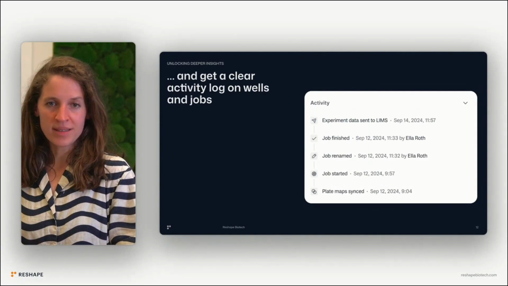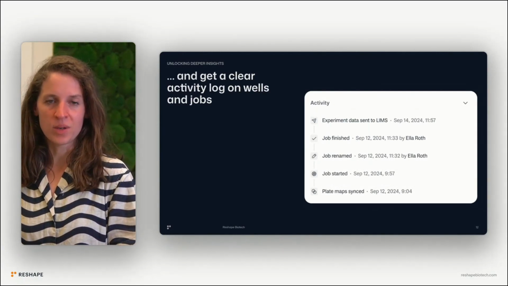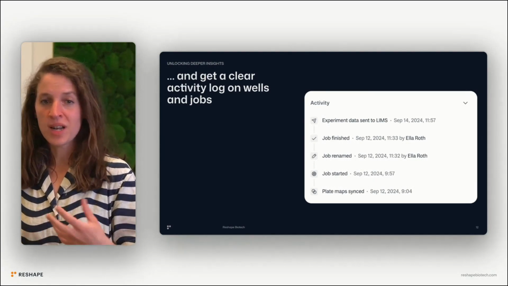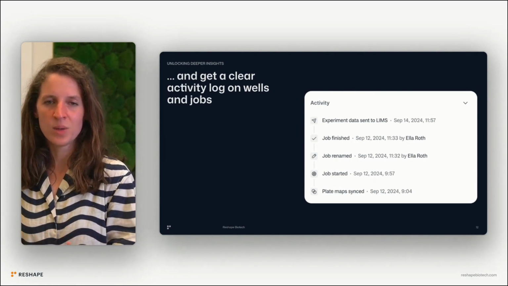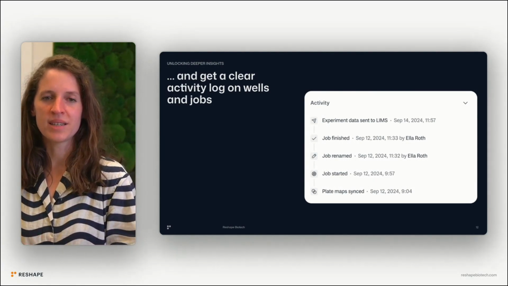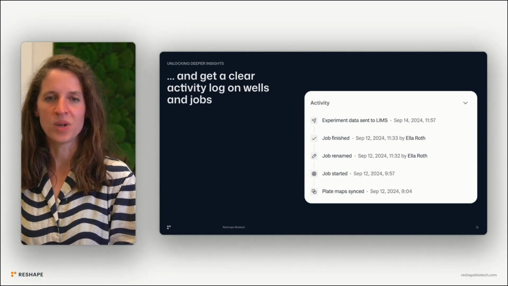Another thing to help ease collaboration is our activity log that we're now showing on jobs and wells. So whenever something is changing, maybe you're collaborating on an experiment, whatever is changing or whatever happens, you will always be able to go back in the timeline and see what has been going on.